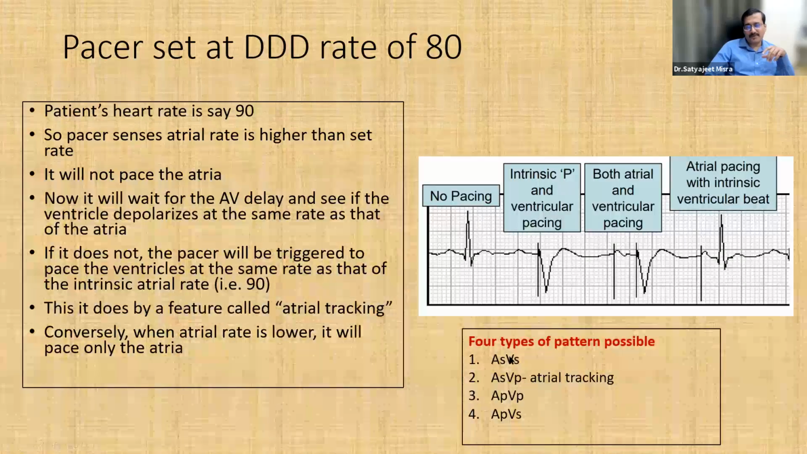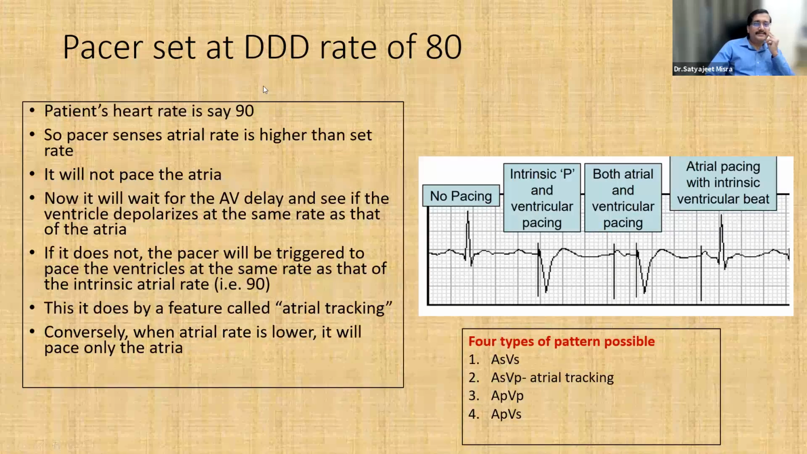So based on the type of patterns, you can have 4 different types of patterns. You can have A sense, V sense, in which case there's no pacing. A sense, V pace, that means atrial tracking, and that will happen at the same rate as that of the atria. A pace, V pace, which will happen at the rate that you have set the pacer to, and A pace, V sense. A pace, V sense is again going to happen at the rate of the pacer, because you are essentially pacing the atria.